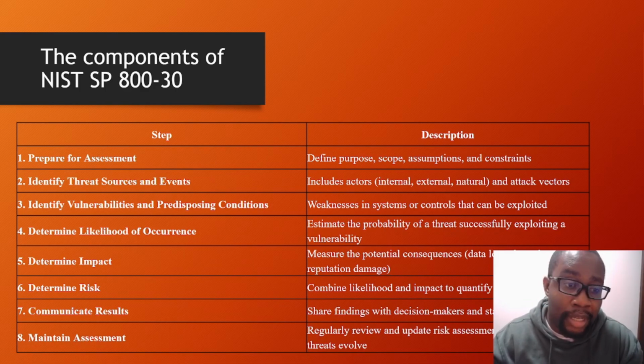Step four, determine likelihood of occurrence. A description of this step is estimate the probability of a threat successfully exploiting a vulnerability. Step 5, determining impact. In this step, you're measuring the potential consequences, whether that's data loss, downtime, reputation damage, etc. Step 6, determine risk. You're combining the likelihood and impact to qualify or quantify the risk.